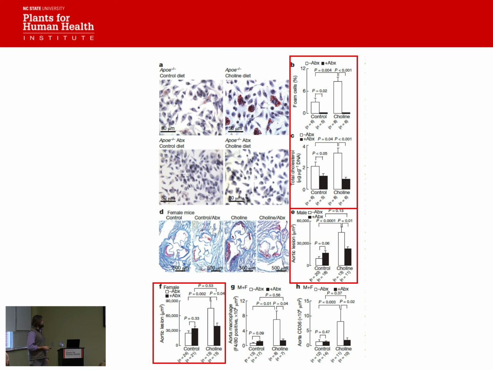And then finally, they said, okay, what happens if we give animals choline and or antibiotics? Okay, they showed that when they give animals choline, if you compare the open bars here, significantly increase both free cholesterol or total cholesterol and foam cells. And then when you add antibiotics, those negative effects go away. Okay?